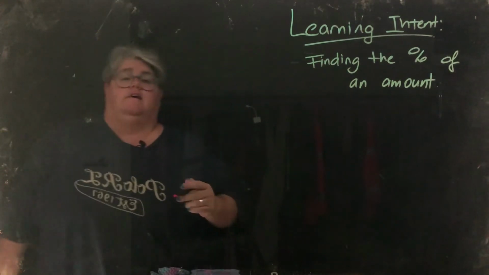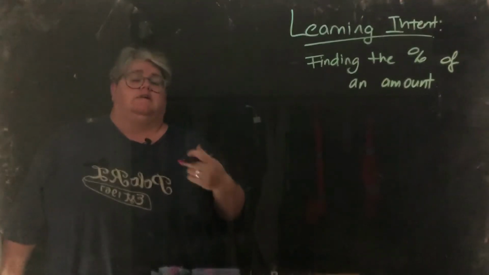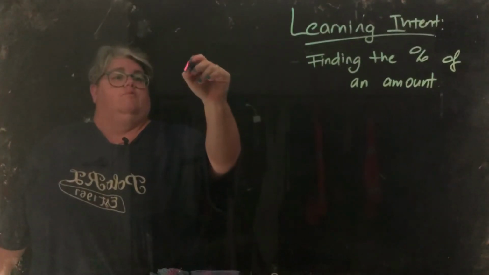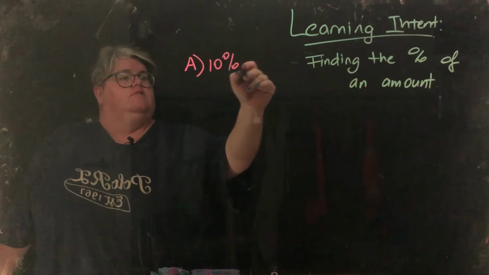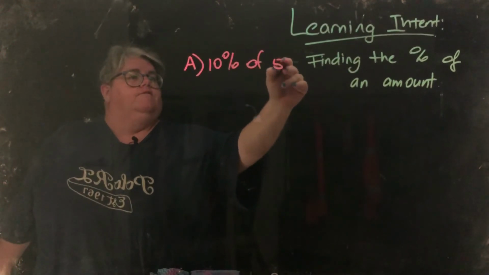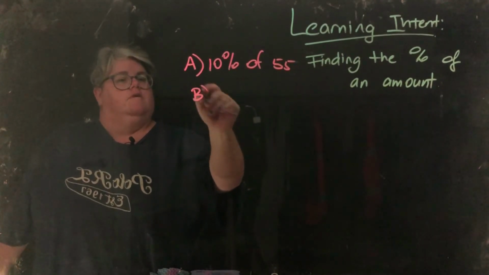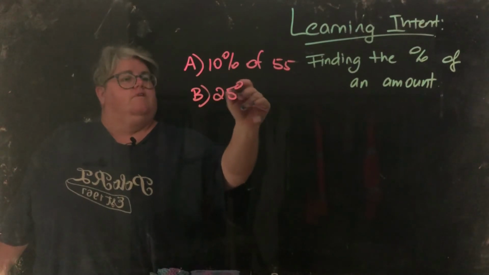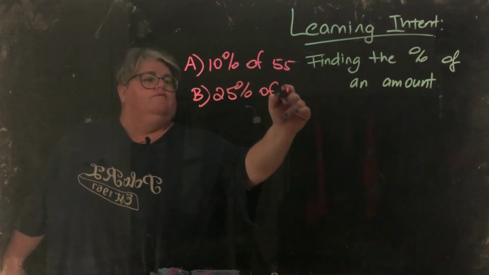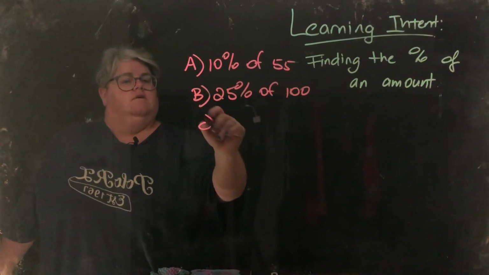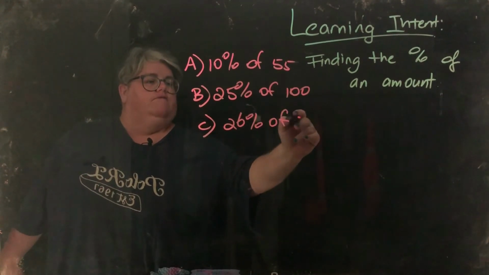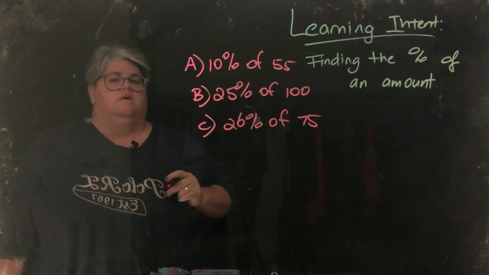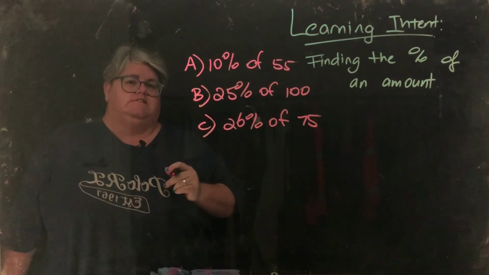Easy. Okay, so now I'm going to give you a couple to do in class or for homework. So let's go: A, 10% of 55; B, 25% of 100; and C, 26% of 75. Have a go at those and bring those answers to class.